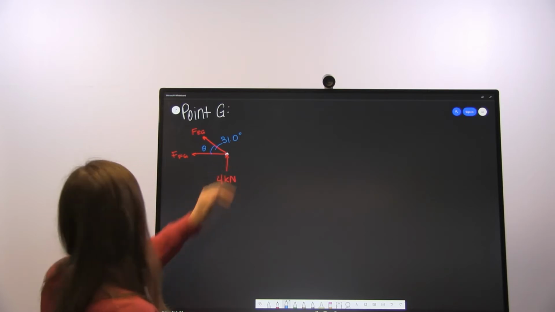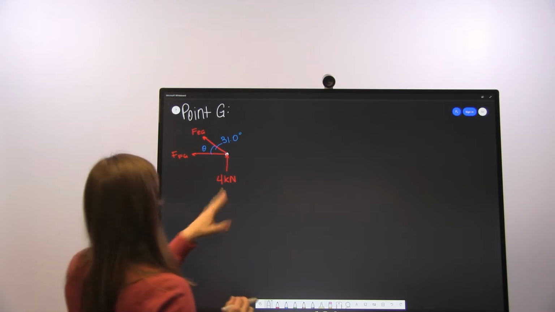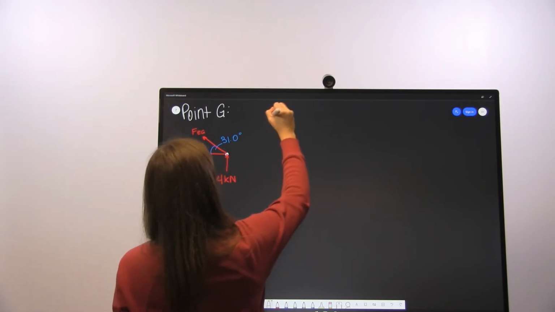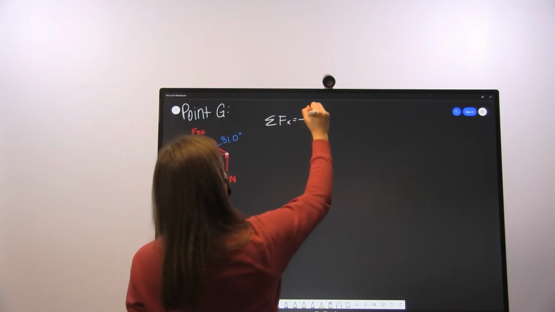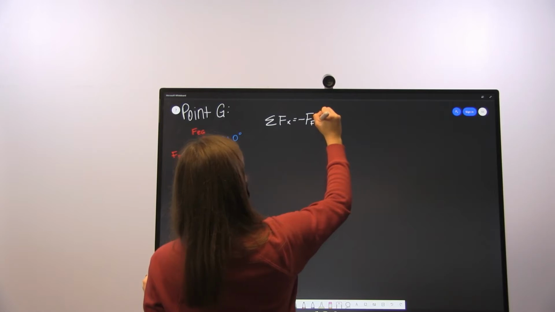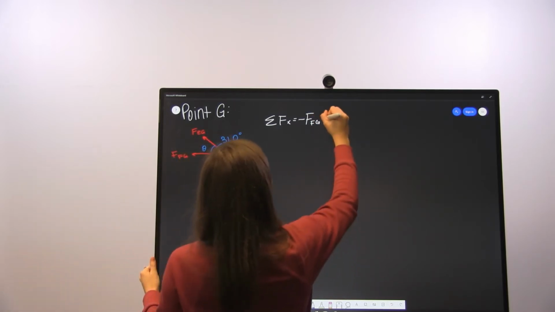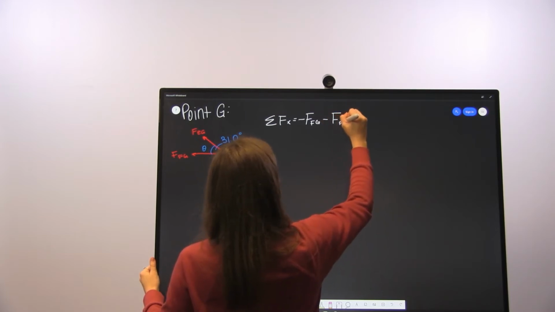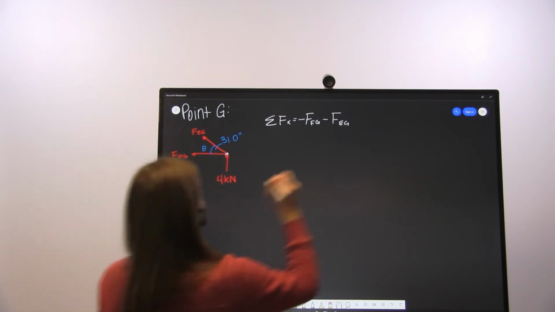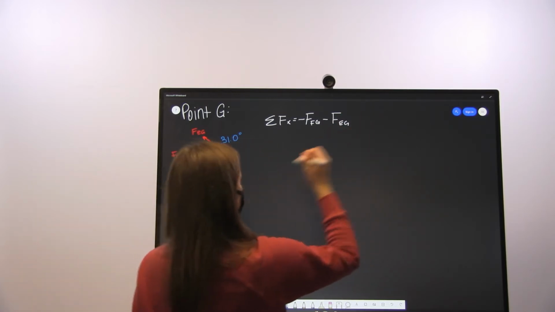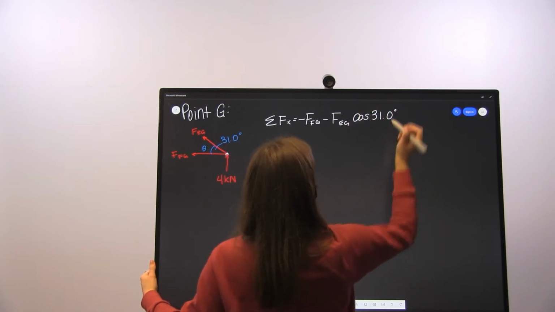So we're going to look at this, and we're going to take equilibrium equations from the forces we see on this point. So net force in the x direction is negative FG, because this is pointing to the left, that's going to be our negative, and then minus our force of EG, but we want the x component of it, so to get the x component of it, we're going to multiply our force EG times cosine of 31.0 degrees.